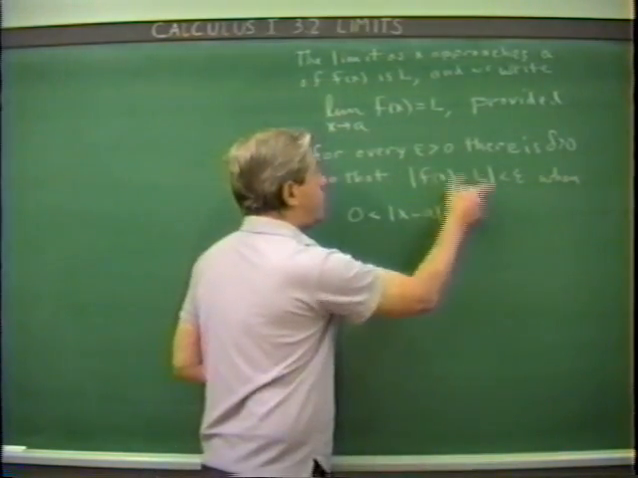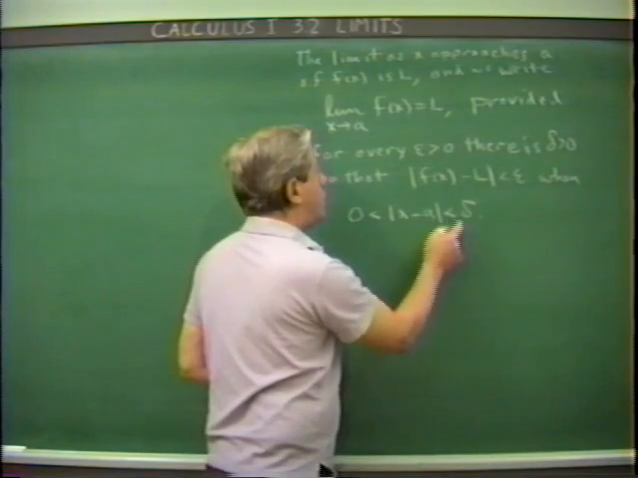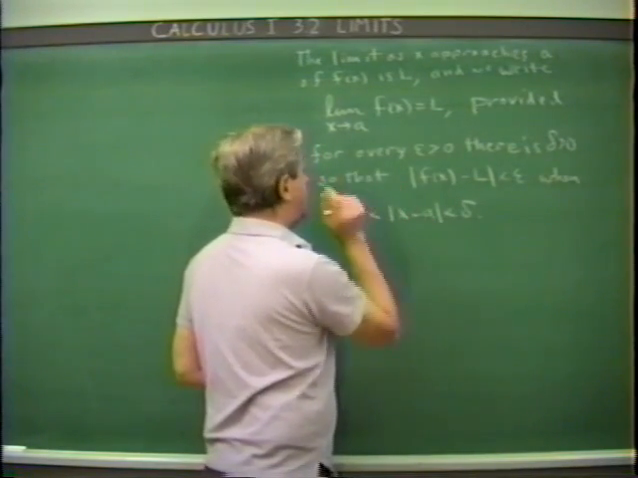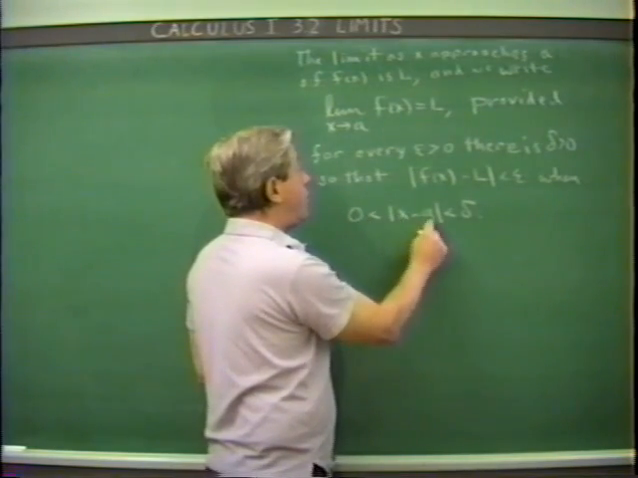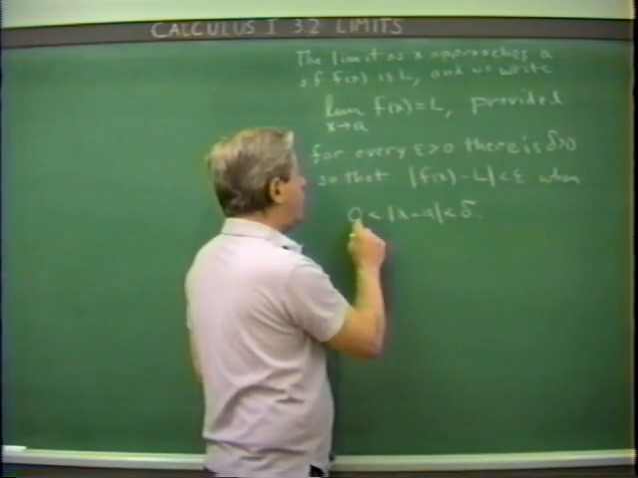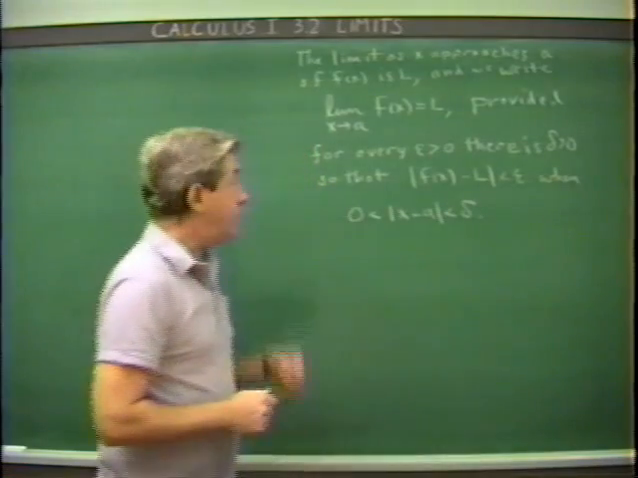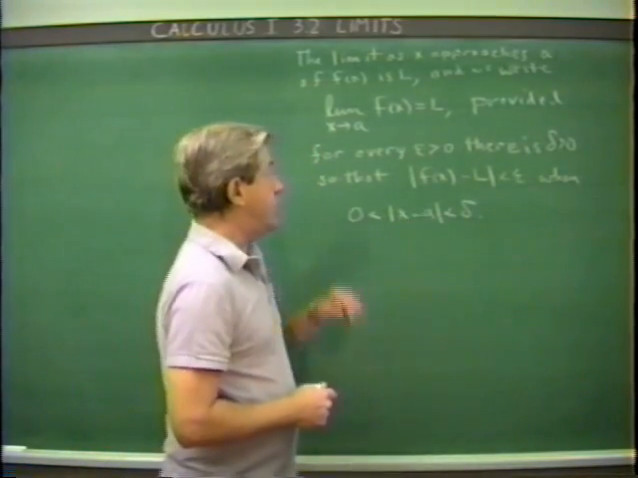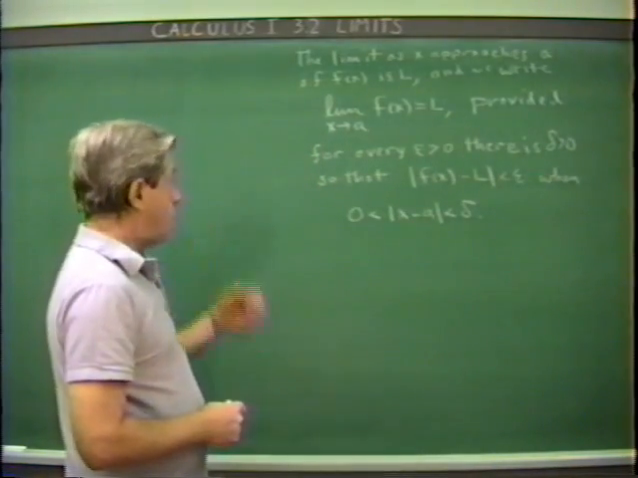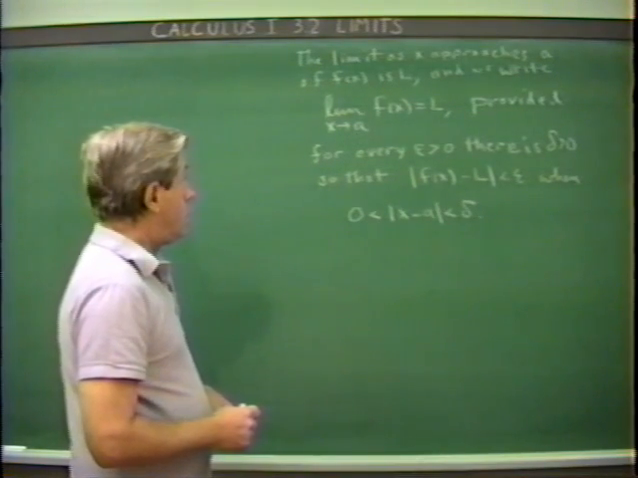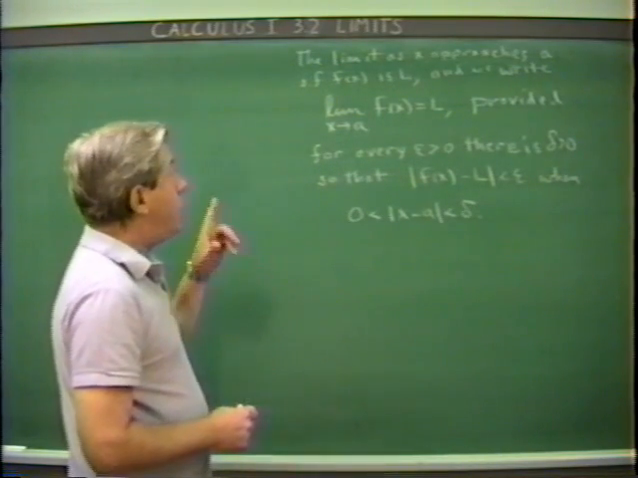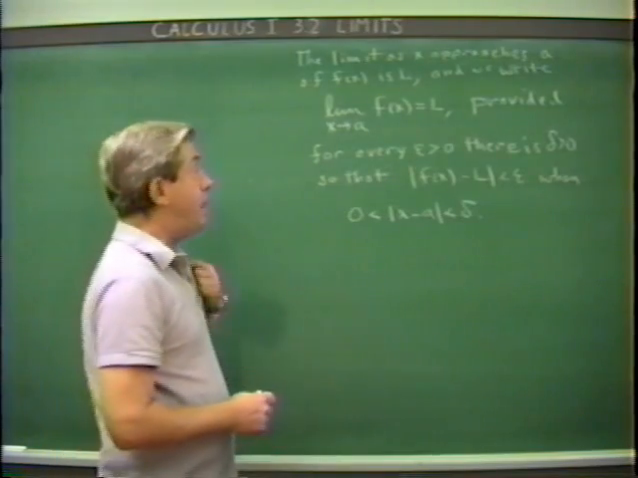We want to look now at how to find a delta for a given epsilon and a given function. This may be an easy one, but there are different things needed to find a delta. For example, let's consider f of x equals 2x minus 3. It's the equation of a line, and the y-intercept is minus 3.